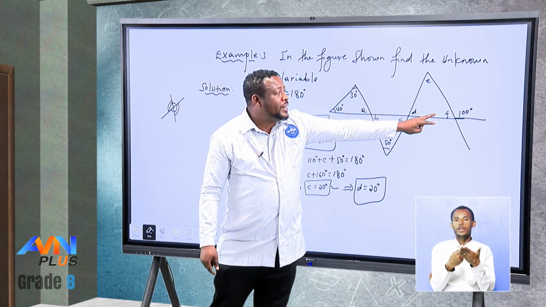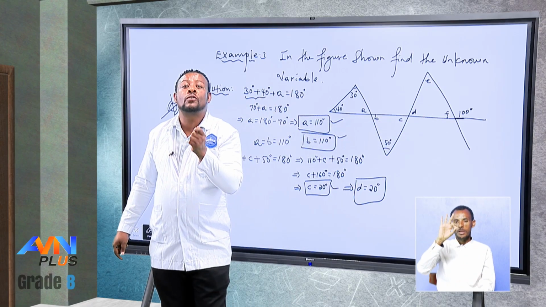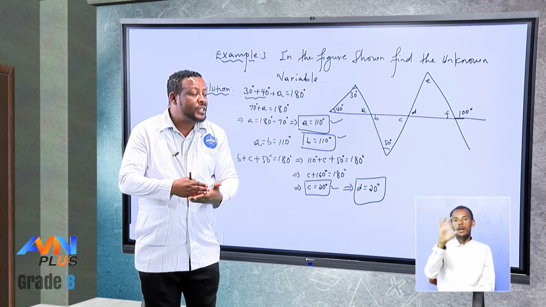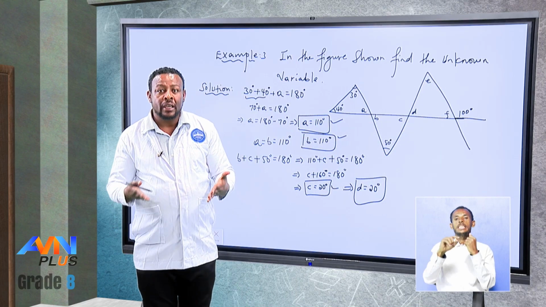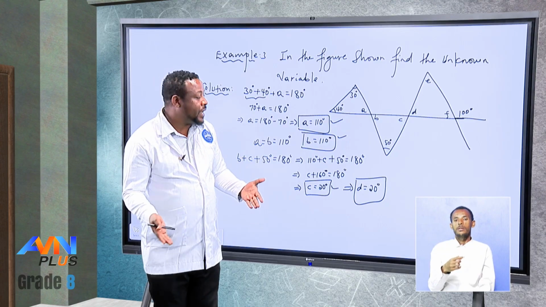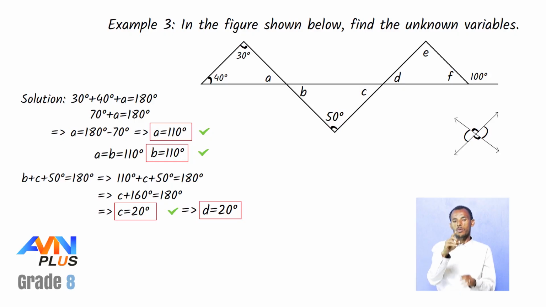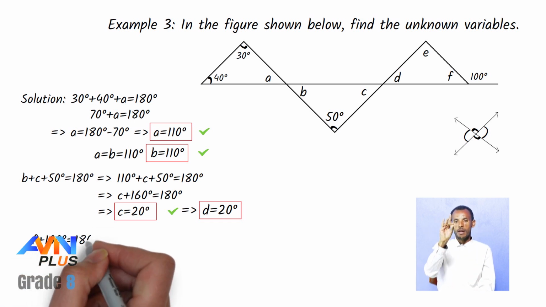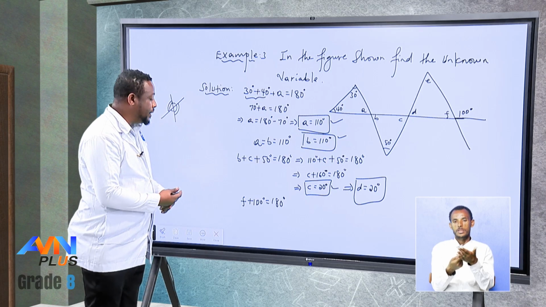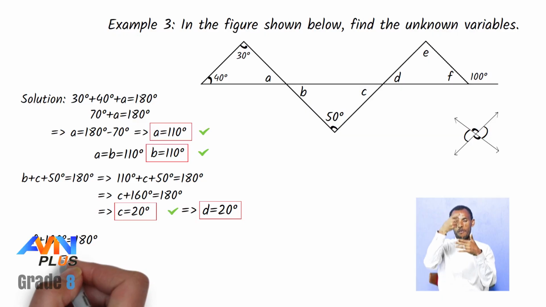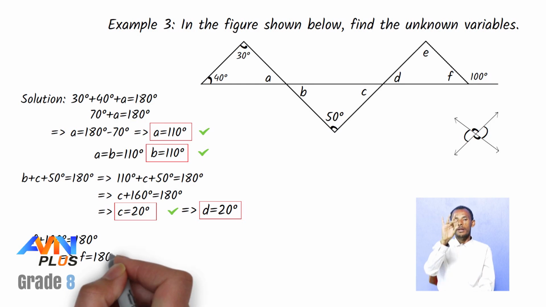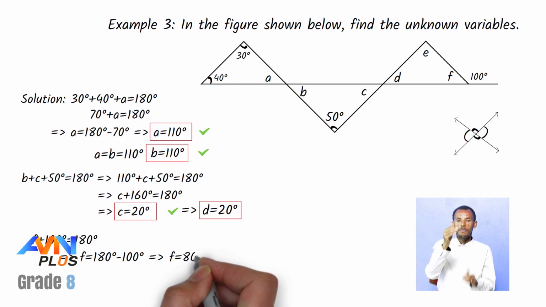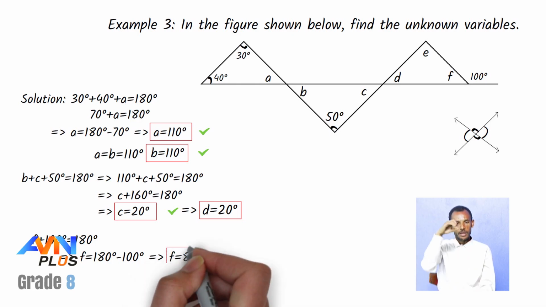Here, you can easily obtain the value of F, because F and 100 form a straight angle. So you can say that F plus 100 degrees is 180 degrees. From this, you can get the F value. So F is 180 degrees minus 100 degrees. This gives us F is equal to 80 degrees.